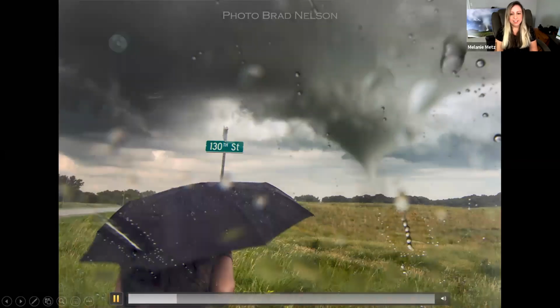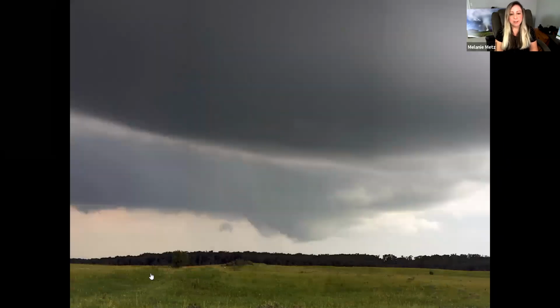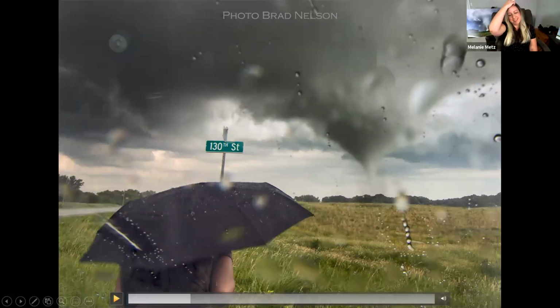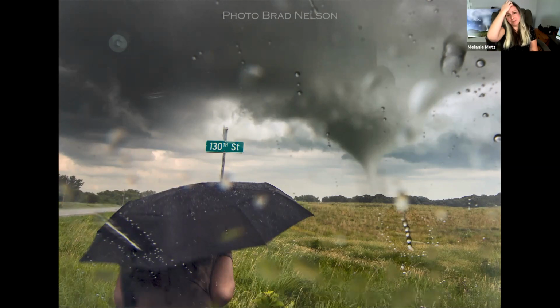As we continued to watch, we ended up driving a little closer because we realized it was moving so slow. Oftentimes storms are moving a little too quickly and you don't have much time to stop because your road doesn't follow the storm exactly as it's moving. So we did drive a little more south, got a little bit better positioning under that mesocyclone.